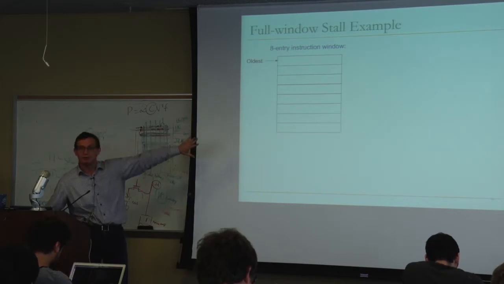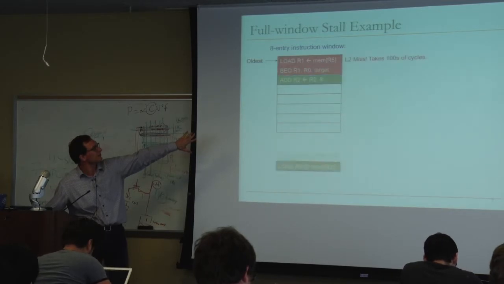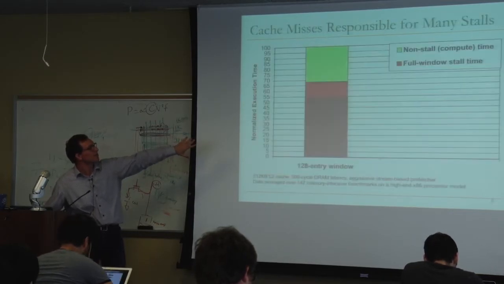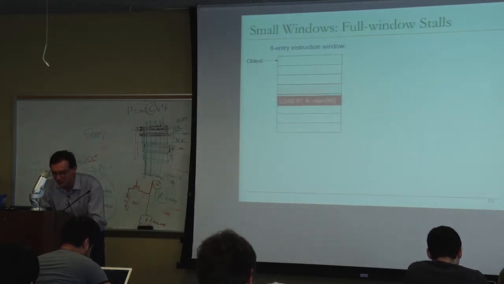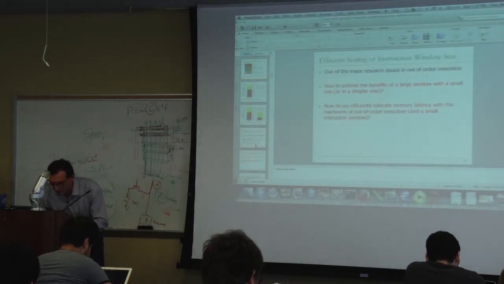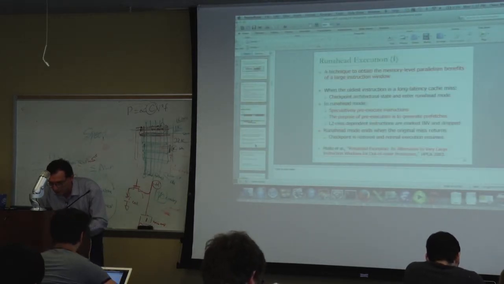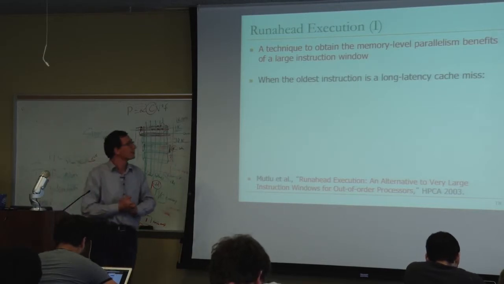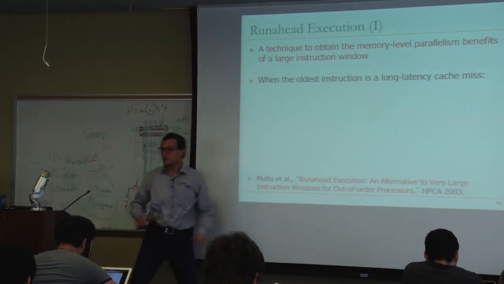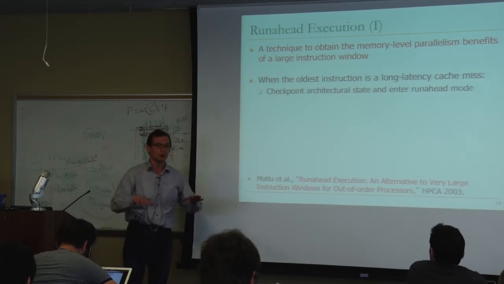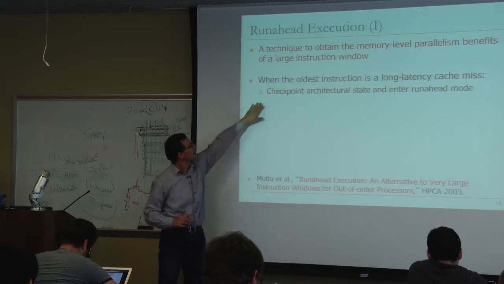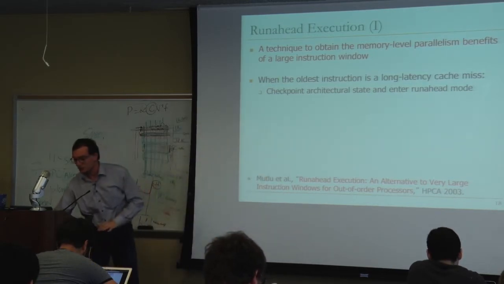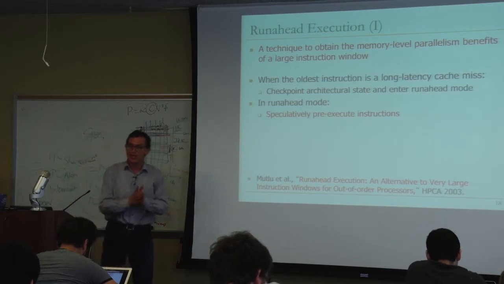not stalling the processor when you would normally need to stall. Basically, this is an example I'm going to skip. Instead of stalling the processor when the oldest instruction is a long latency cache miss, what we do is, when the oldest instruction is a long latency cache miss, you checkpoint the architectural state and enter a mode to purely speculatively process the instructions. Well, what does this mode mean? In this mode, you speculatively pre-execute the instructions.